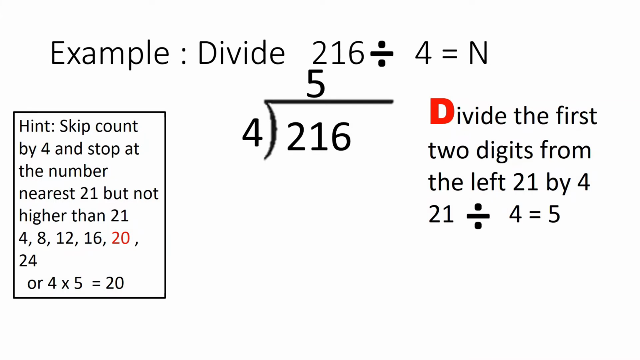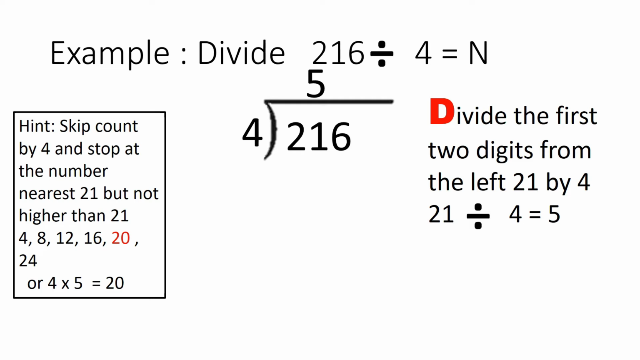Example, divide 216 divided by 4 equals N. First, divide the first two digits from the left, 21 by 4. 21 divided by 4 equals 5. Hint, skip count by 4 and stop at the number nearest 21 but not higher than 21. 4, 8, 12, 16, 20. So 20 is the number nearest 21 but not higher than 21.